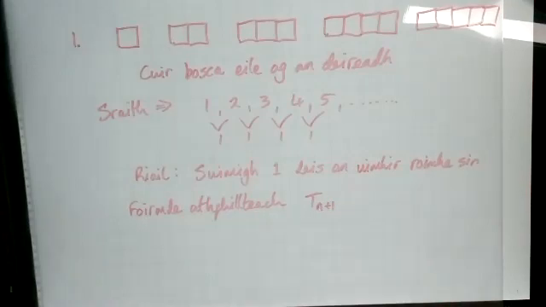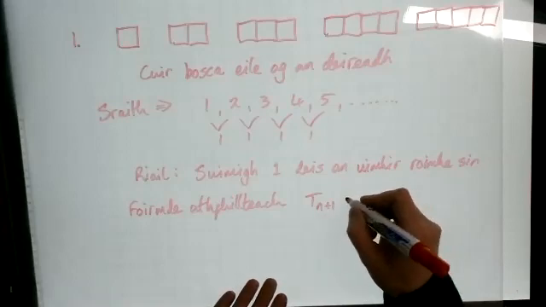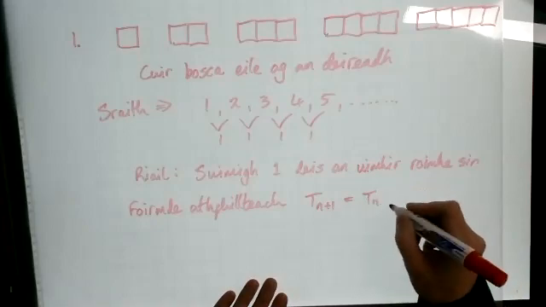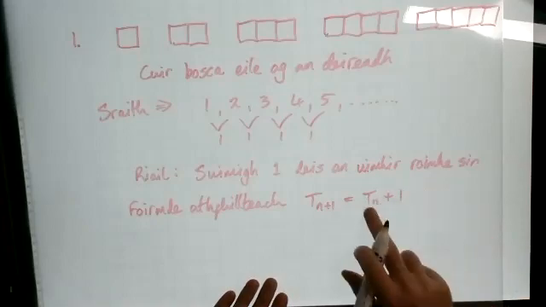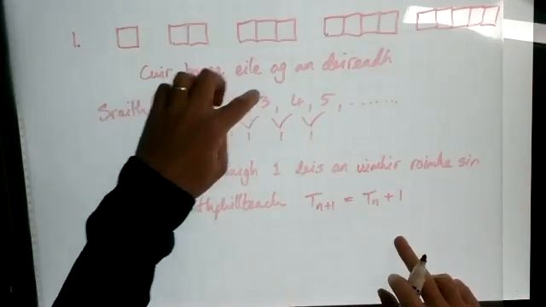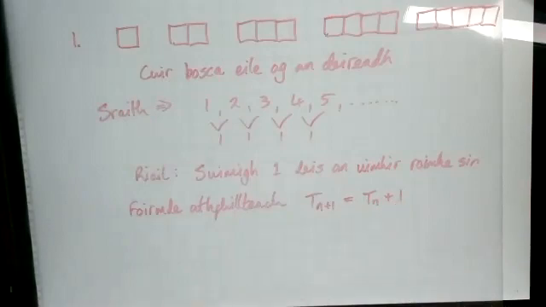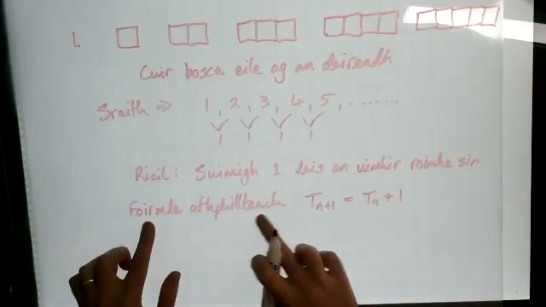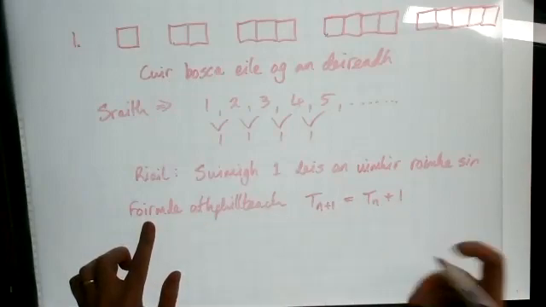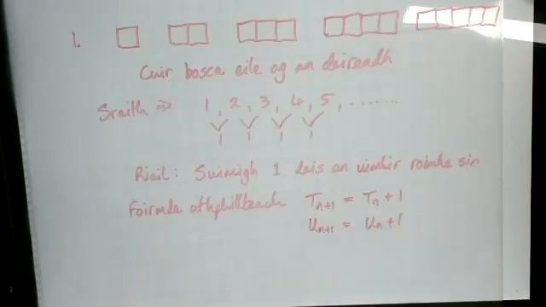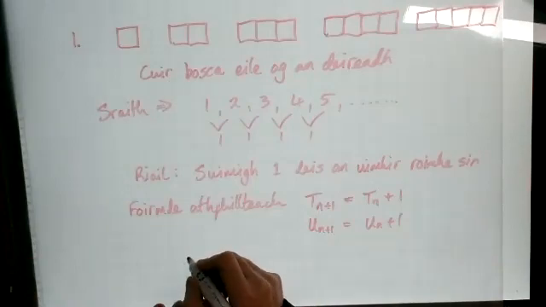So in sequences, T_n plus 1 equals T_n plus 1. So T_n is T1, T2, T3, and we just add 1 to get the next term. So that's the next term. Okay. So that is the recursion formula. Now these U_n plus 1, the same as U_n plus 1, is the term.